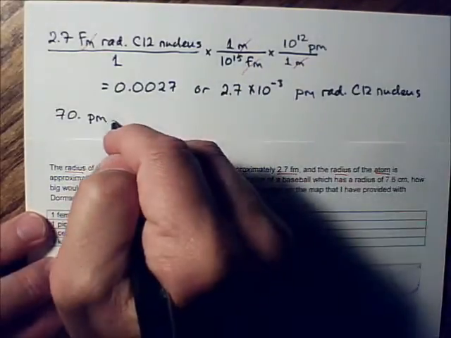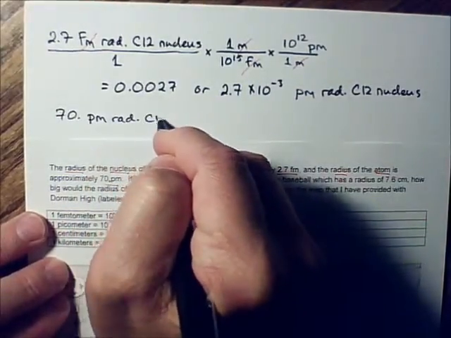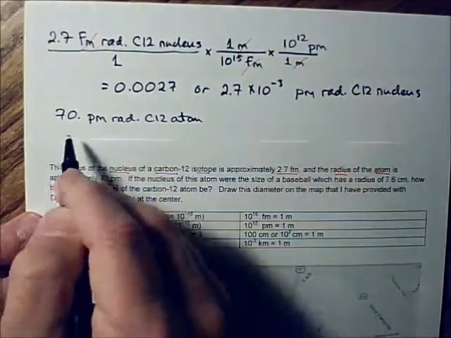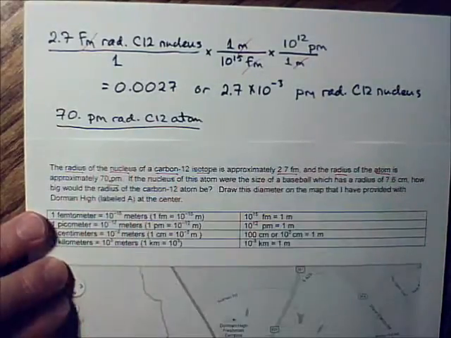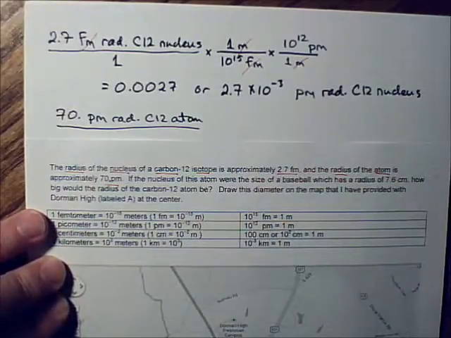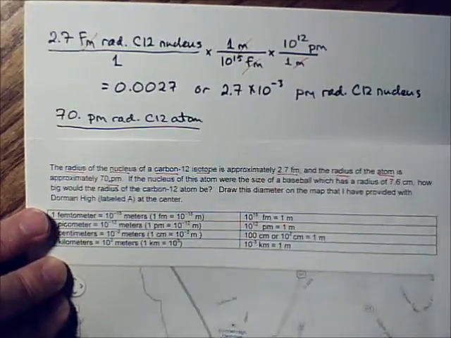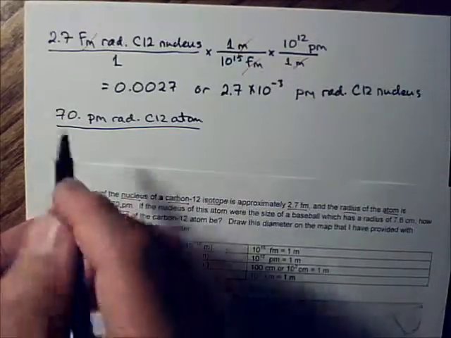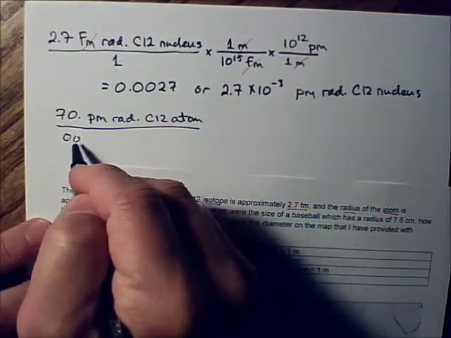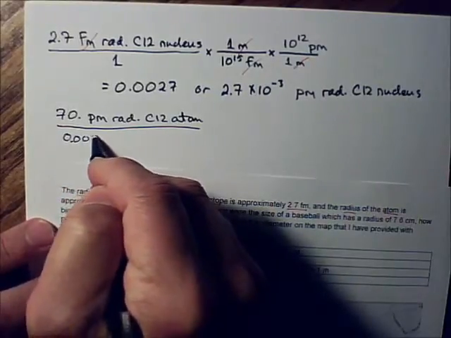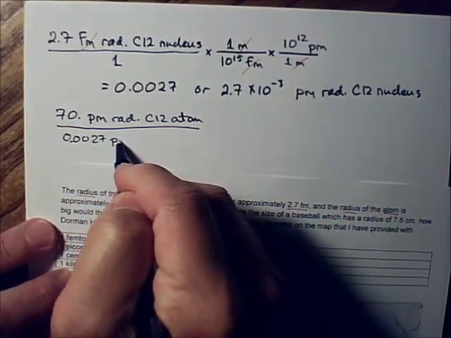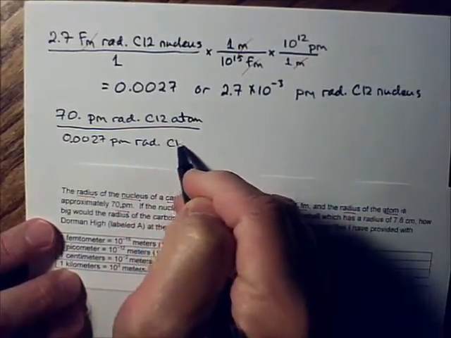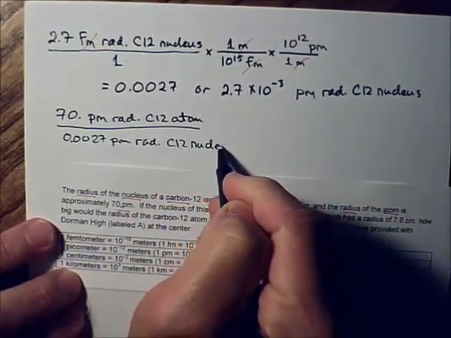The radius of the atom of the C12, not the nucleus, but this is the atom. You've got to keep them separate. All right, and I'm going to divide by the radius of the nucleus, so I can find out by how much the atom is bigger than the nucleus. So 0.0027 picometers radius for the C12 nucleus.